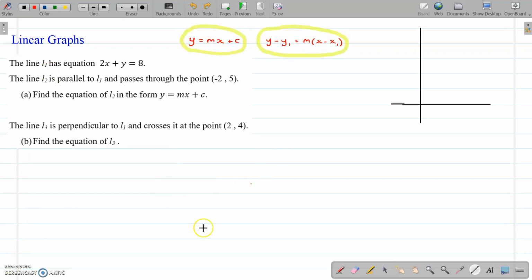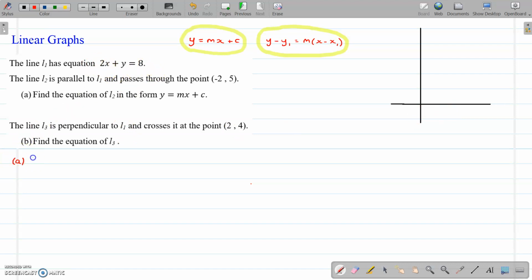So in part A, we have a line which is given in the form 2x plus y equals 8. I want to put that in the form y equals mx plus c and do a little sketch of what's going on here. Always a good idea.